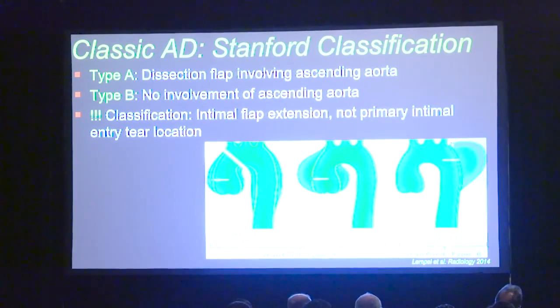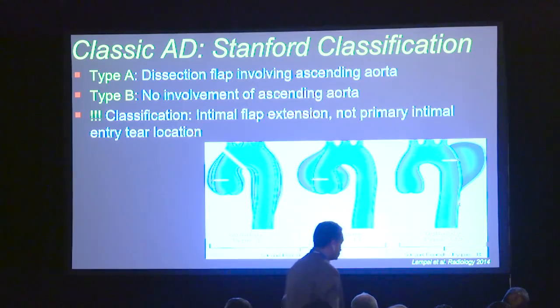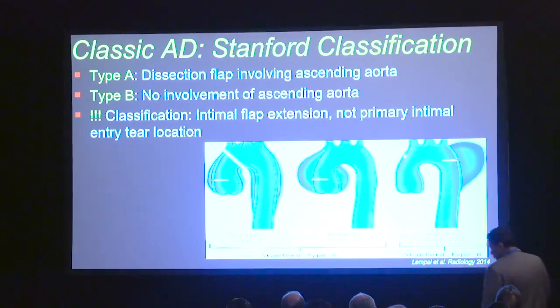Then type B is the example over here, when there is involvement of the thoracic or descending aorta distal to the left subclavian artery. And important, there is no involvement of the ascending aorta. Also important to note, your classification is based on the extent of the intimal flap, not the primary entry tear. So you could have a primary entry tear in the descending thoracic aorta, but if this flap extends all the way proximally to involve the ascending aorta, you would classify this as a type A Stanford dissection.